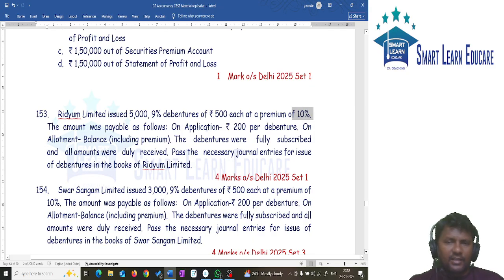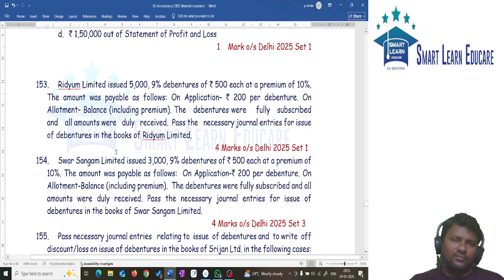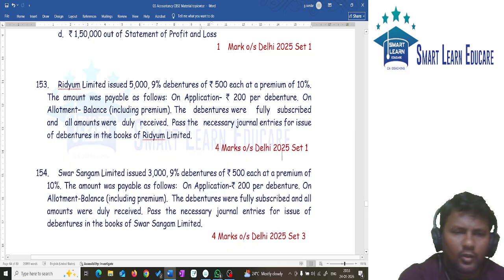The amount is payable as follows. On application 20, on allotment it is the balance including premium. Premium is included in the allotment stage. Debentures were fully subscribed. All the amounts were duly received. Pass journal entry for the issue of debentures in the books of R Limited. That's all. Very easy question. Go through this. This type of question is consistently asked in the exam also. So go through the numbers.